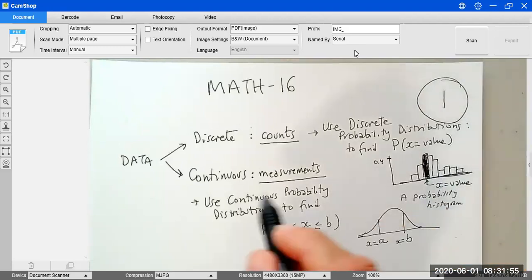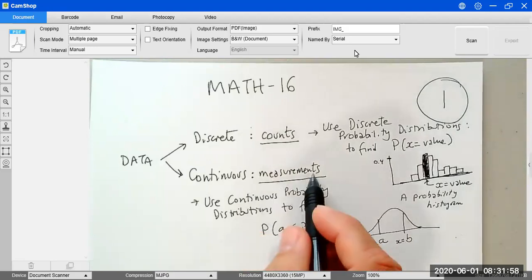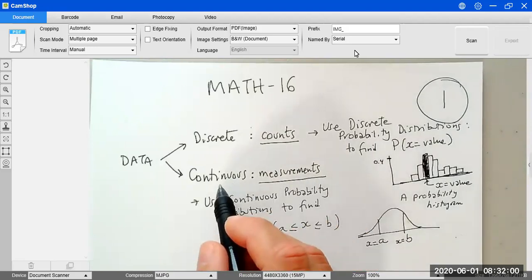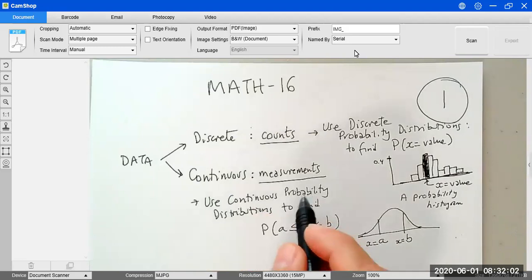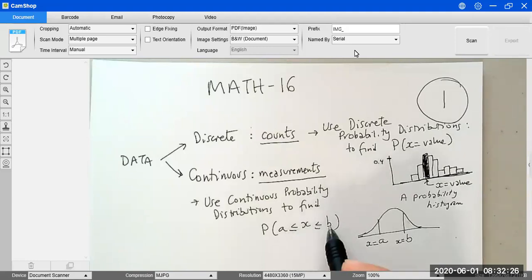On the other hand, when you have measurements, we know that our data is continuous. So we're going to use continuous probability distributions to find probabilities. But this time we're not going to be able to find the probability that X takes a single value. The only thing we can do is find the probability that X is within an interval. For example, the probability that X is between a value A and a value B, a measurement A and a measurement B.